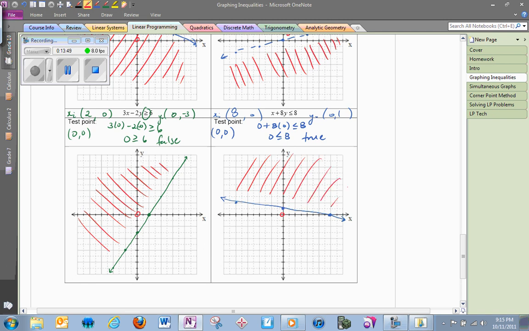Graphing inequalities isn't very difficult because basically you're just graphing a line, and the only addition to it this time is that you're picking a test point. If the test region is true, you shade the opposite side. If the test region is false, that's the side that you shade. Not too difficult.